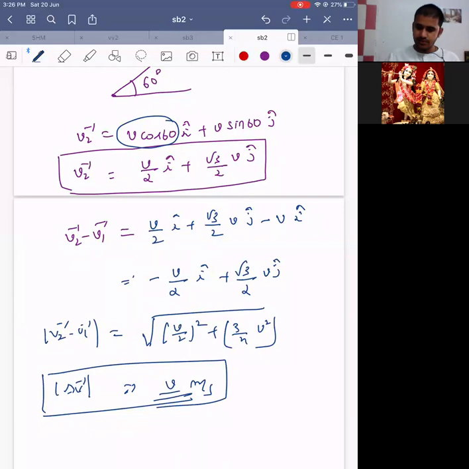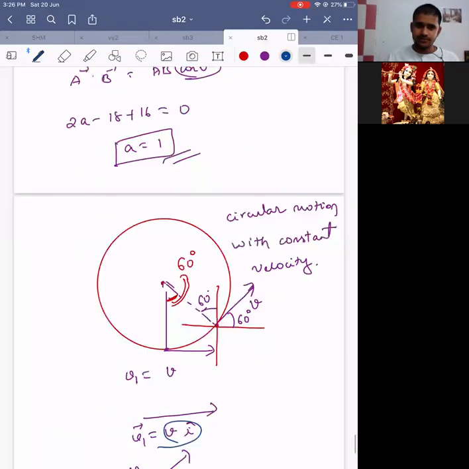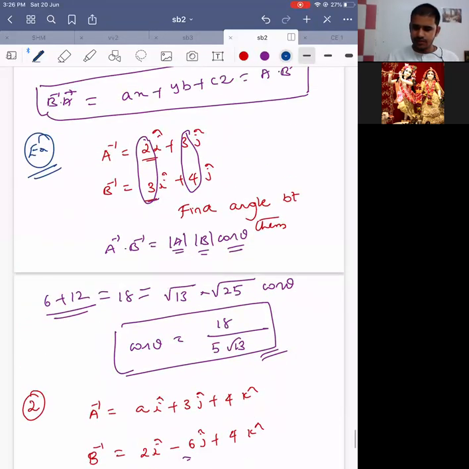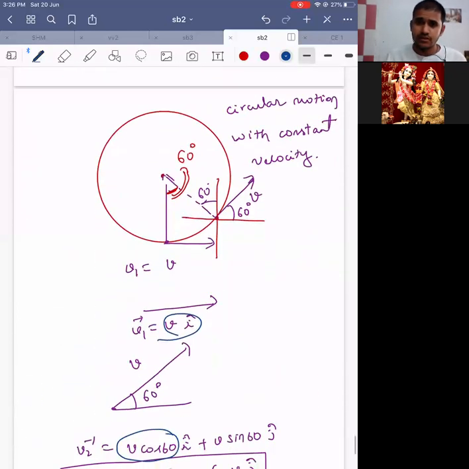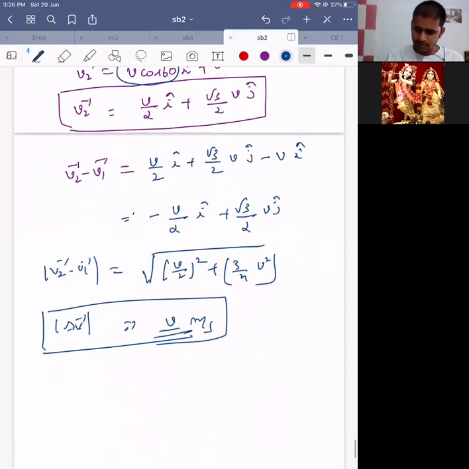Oh, I forgot to explain. So this is a vector subtraction. Some example applications on dot product, I forgot. So applications on dot product.